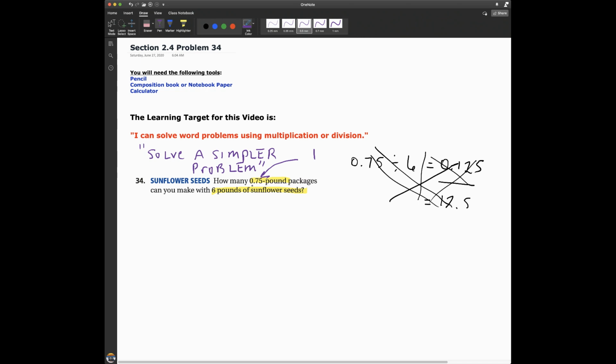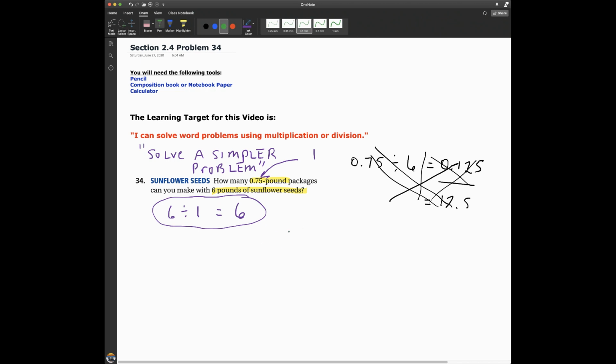So instead of 0.75, that was a 1 pound package. You would say, yeah, I can make 6 of those. And how did you get that? Well, you took 6 and divided it by 1. I have 6 pounds of sunflower seeds. I'm going to make 1 pound packages. So how many can I make? 6 of them, because 6 divided by 1. So this is the simpler problem.